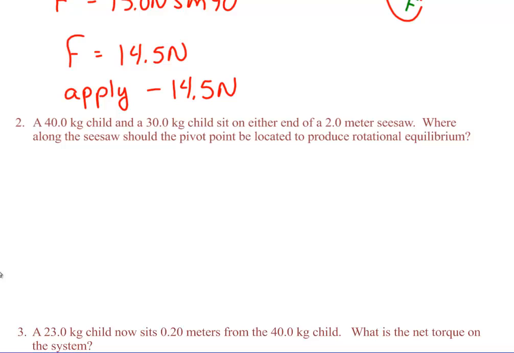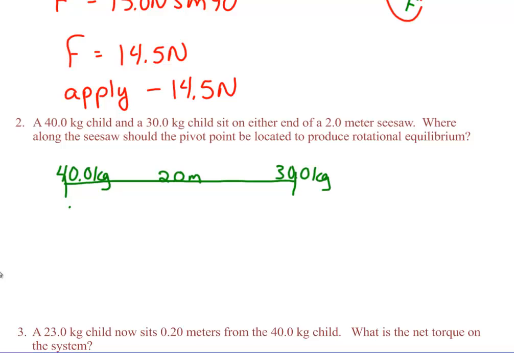If we look at number 2, we have two kids sitting on either ends of a seesaw, and we want to figure out where do we put the pivot point so that they will be balanced. They will not be tipping up or down. So here is our lever arm. It's 2 meters long. And the kids are at each end, so we have 40 kilograms at one end, and we have 30 kilograms at the other end.